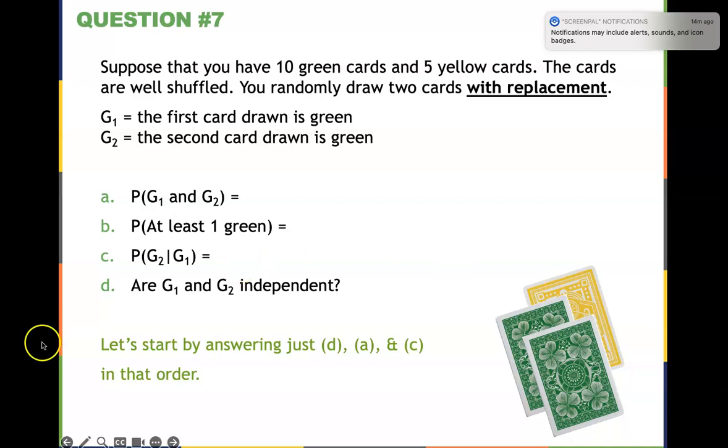We will continue on with question number 7 in video 2.